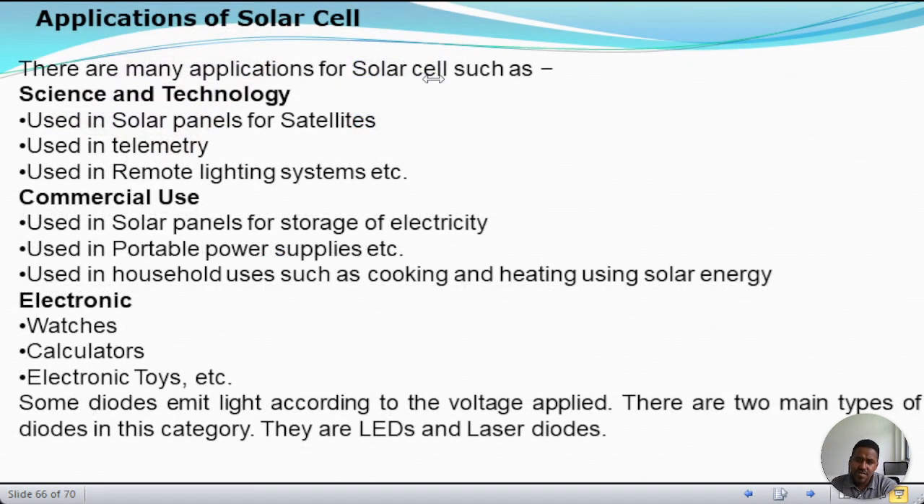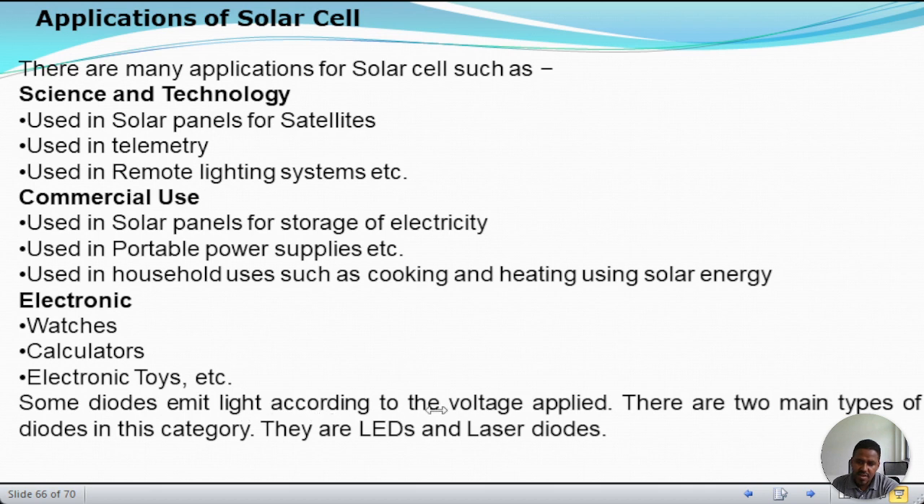There are many applications of solar cells such as in science and technology, solar panels for satellites, used in telemetry, used in remote lighting systems, in commercial solar panels for storage of electricity, portable power supplies, household uses such as cooking, heating, using solar electricity, and commercial use. It is also used in watches, calculators, electronic toys, etc.